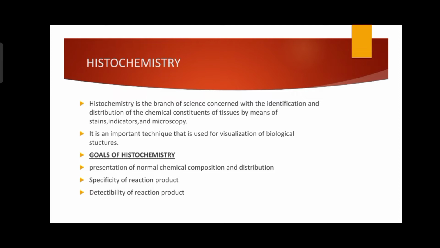So it is an important technique that is used for visualization of biological structures, and it makes use of chemical reactions between laboratory chemical reagents and cellular chemical constituents such as carbohydrates, proteins, lipids and nucleic acids. Some of the goals of histochemistry are the presentation of normal chemical composition and distribution. It determines the specificity of reaction products and also helps to detect the reaction product too.